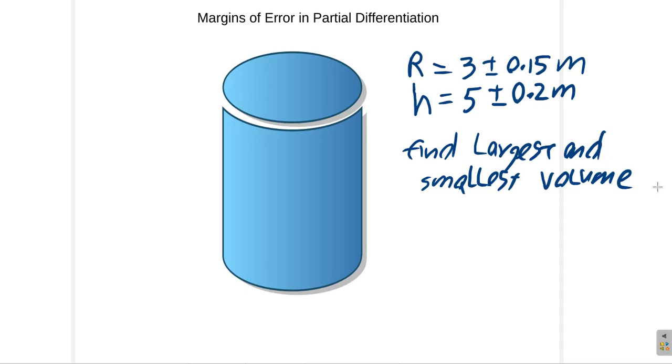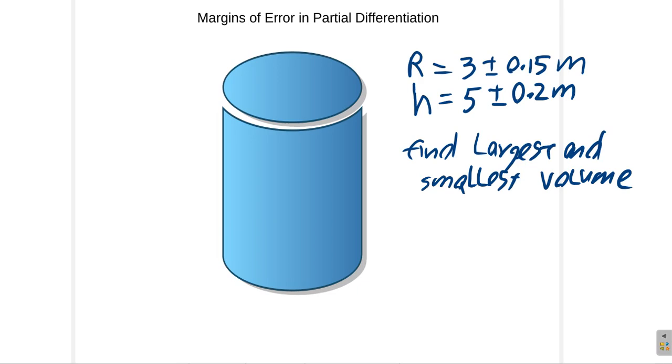Let's continue talking about margins of error in partial differentiation. In this case, we have a cylinder with radius 3 plus or minus 0.15 meters, and the height is 5 plus or minus 0.2 meters. Now we want to find the largest and the smallest volume.